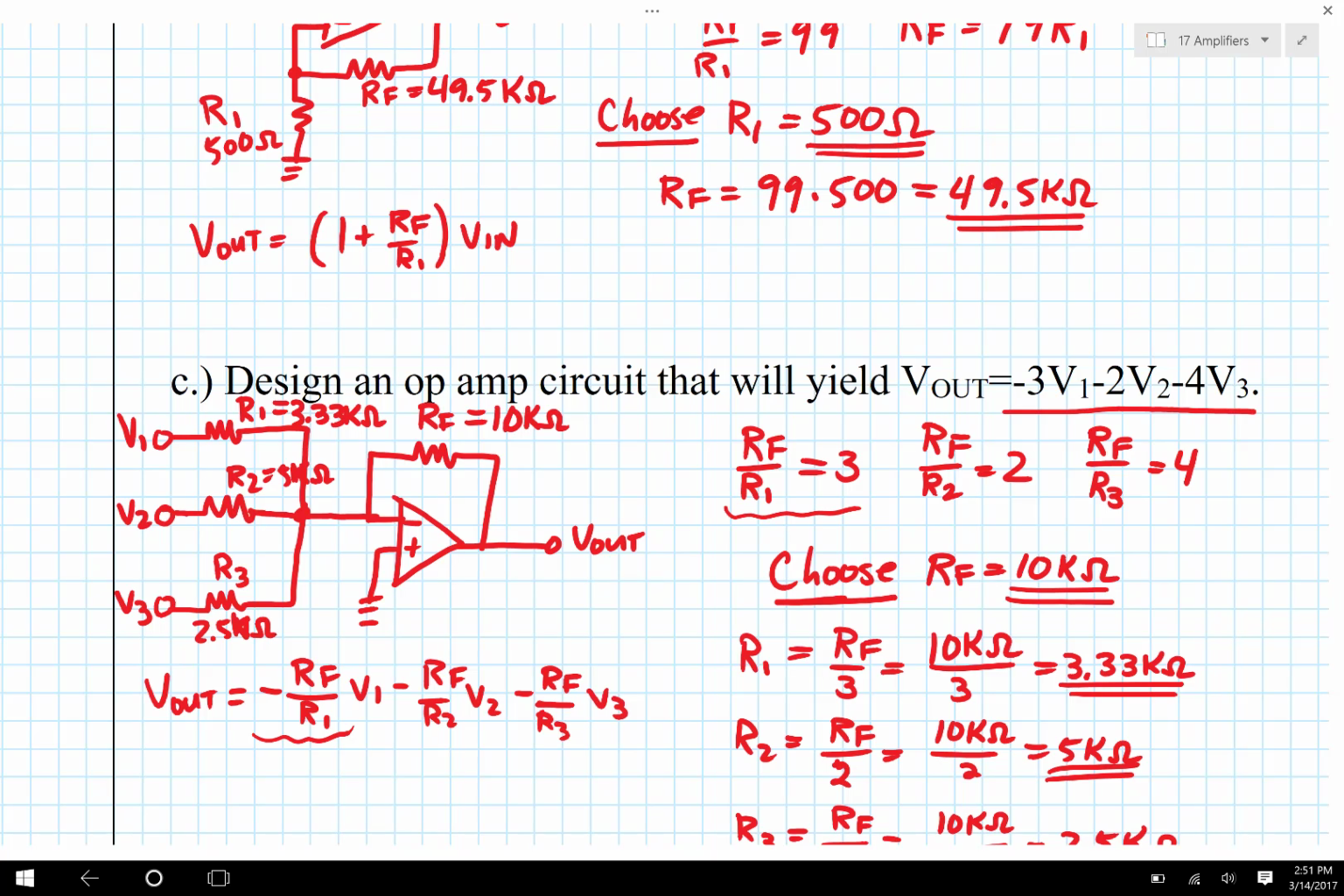Maybe there aren't standard resistor values that are right on those values. In that case, you choose the resistor that's close enough or as close as possible. And if you need this equation to be more precise, you might need to use some series combinations of 2 or more resistors.